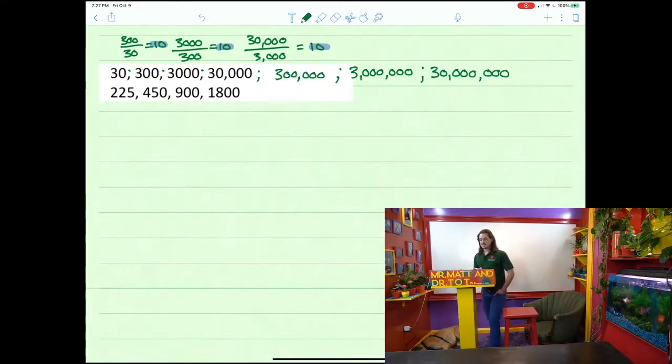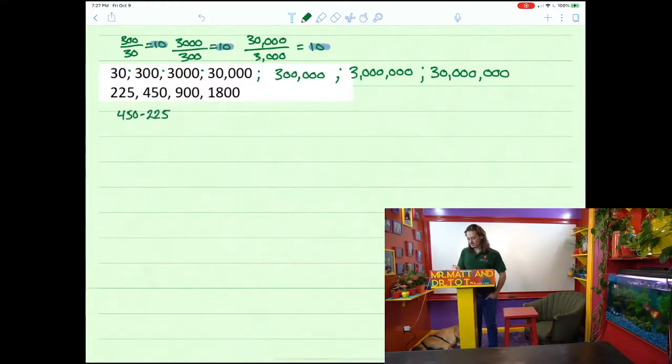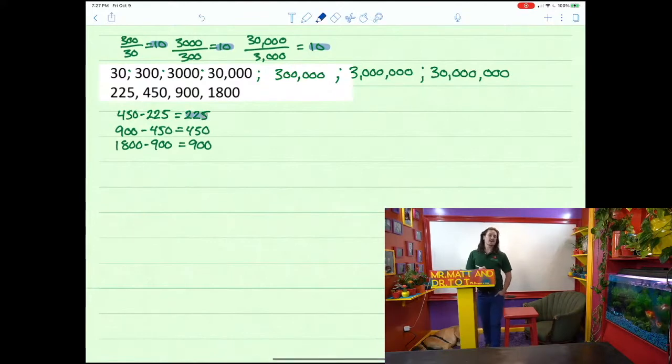For the second sequence, notice that 450 minus 225 is 225. 900 minus 450 is 450. 1800 minus 900 is 900. So these are not the same values, so this again is not a finite difference or sum of some value and the first term. So let's check division.